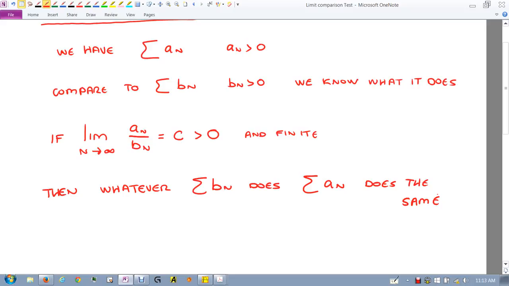A lot of times this is a preferred method over the comparison test because it just involves a limit and you just have to show that that limit is a number. And this limit cannot turn out to be infinity. If it's infinity, this fails. All right? So let's see this on an example.